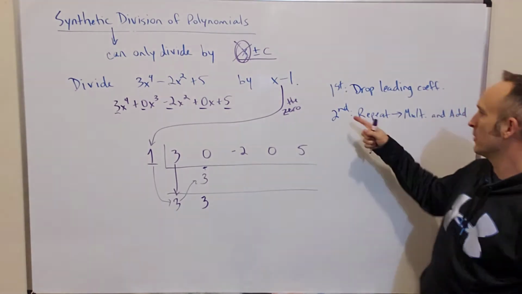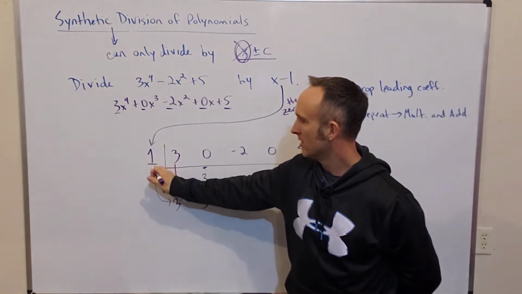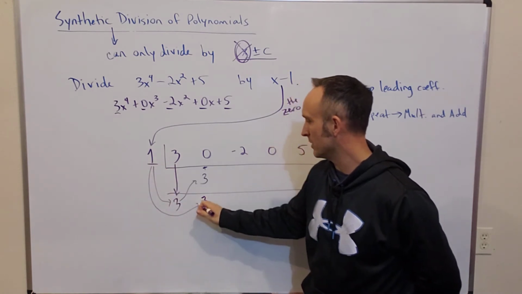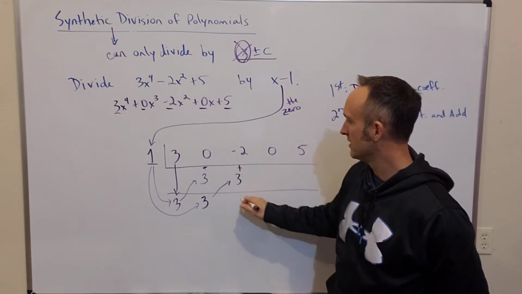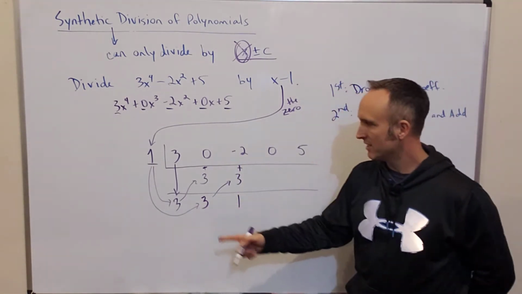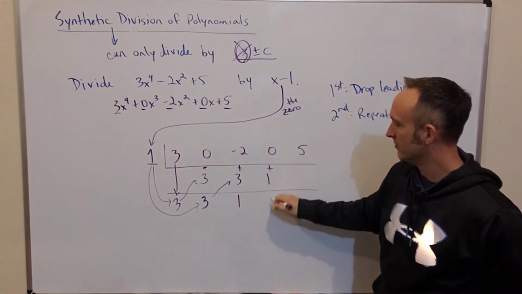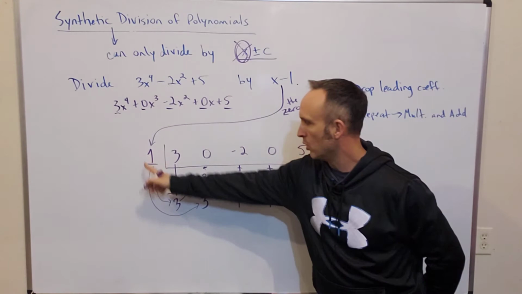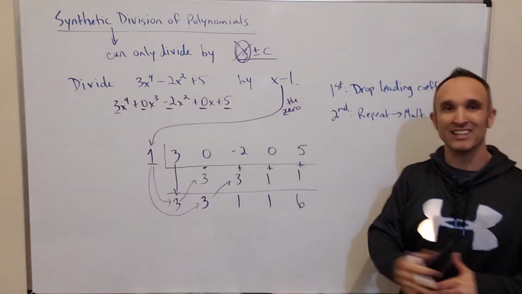So there's one iteration of this process. Then you do it again. You take the divisor 1 times this 3, which is also 3, put it here, and then you add to get positive 1. Now you get the idea. I take 1 times 1, which is 1, and I add. Then I take 1 times 1, which is 1, and then I add. And that's it. That's the dividing.